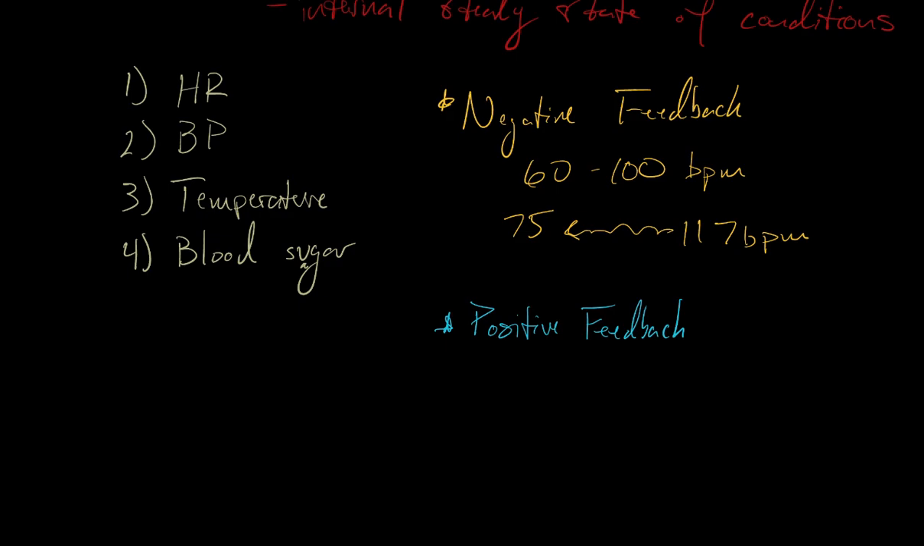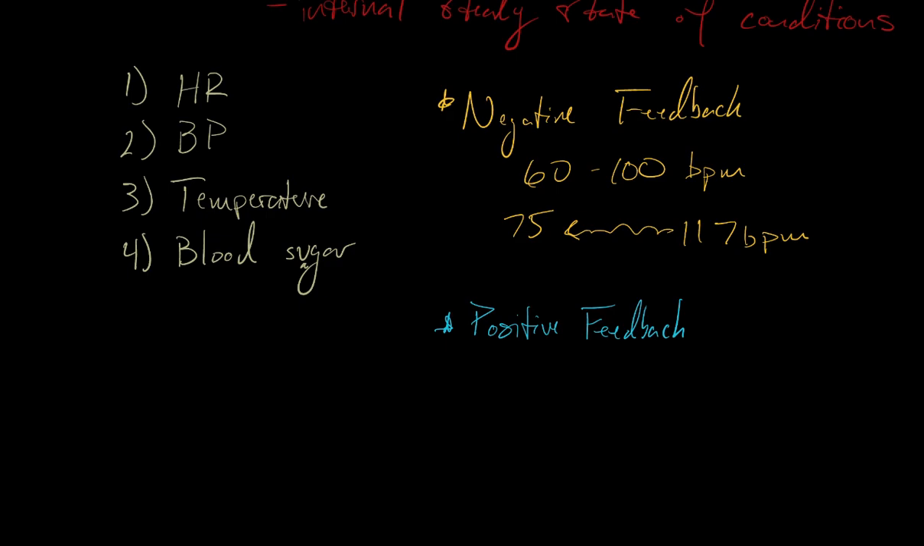So with negative feedback, if we're moving in one direction, so we're moving toward a higher and higher heart rate, we're trying to reverse it, right? We're trying to bring it back down. Positive feedback is exactly the opposite in the sense that as we move in one direction, our body is going to initiate processes that continue to move us in that same direction, right?